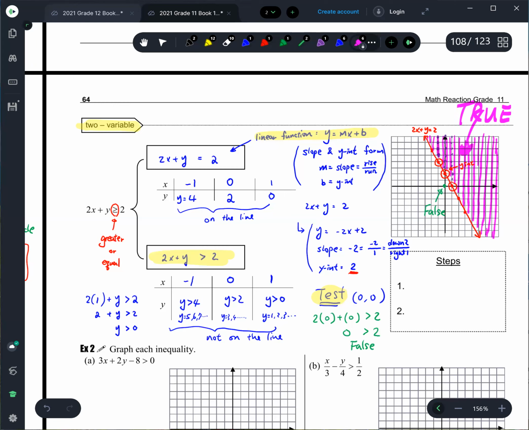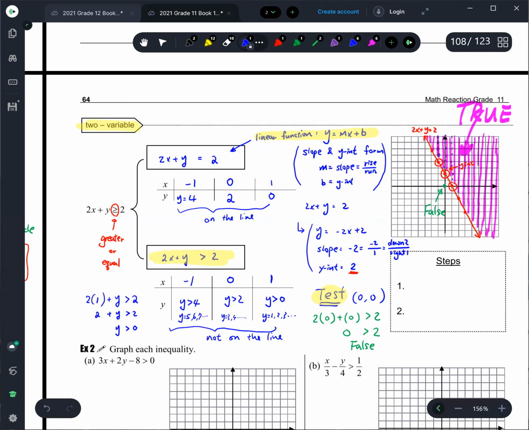So you will shade the true side. Okay, the side true means it works. True means they are the answers. Okay, so for this question, it has 2 parts. One part is the straight line. The other part is to find out which side you should shade. And you should always shade the true side.